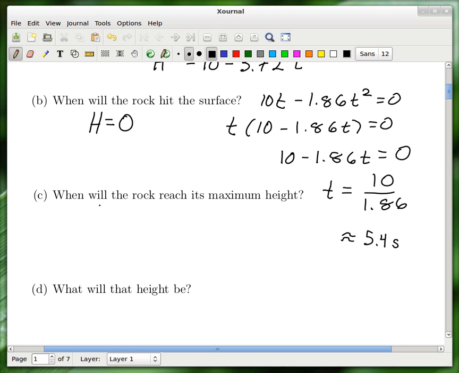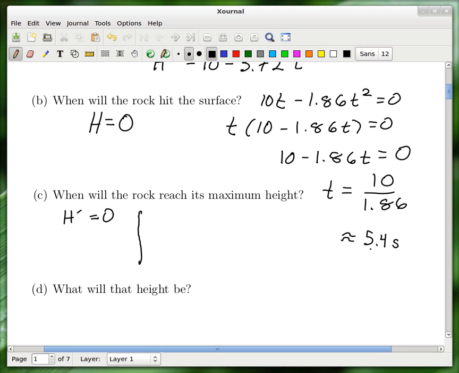Now let's look at C here. There are two ways to do part C. The honest way is to figure out when the velocity is equal to 0. You just figure out h prime, set it equal to 0, and solve. Why does that make sense? That's because the rock is going up, and as it goes up it's slowing down. And when it reaches 0 velocity, that's when it's at its maximum height. And so that'll be the answer to the question.